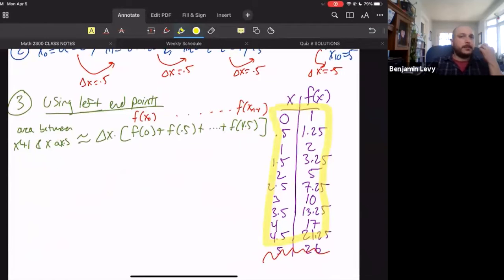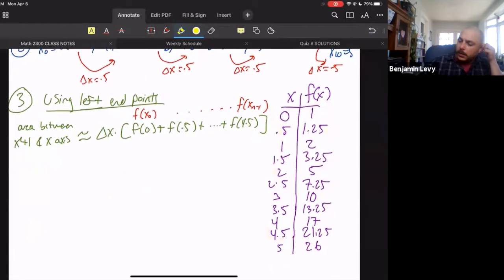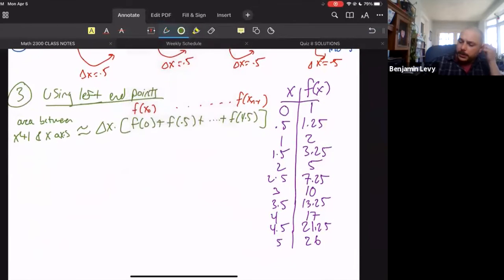Questions about what I'm trying to say there? I'm going to write this out still and be as clear as I can about it. All right, so let's plug those numbers in. Delta x was 0.5, so 1/2. Then we add up all the function values except the last one. So 1, I think I might have enough room to stick them all in here. Let's see.